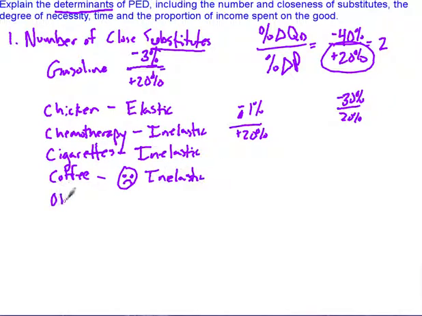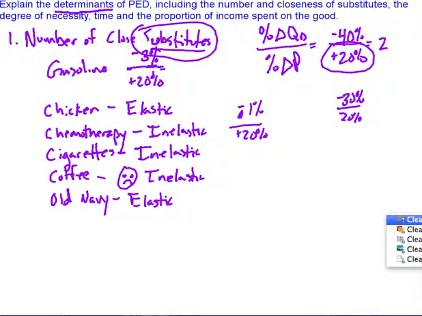How about shirts from Old Navy? Okay, it's like t-shirts or shorts or pants or whatever. Would that be inelastic or elastic? And since there are lots and lots of substitutes for Old Navy, we would say that that would be elastic. All right, so this is our first determinant, the number of substitutes that are available. And this is really the big one of them all. Anyway, I'm going to erase this. So if you're still copying, then pause it.